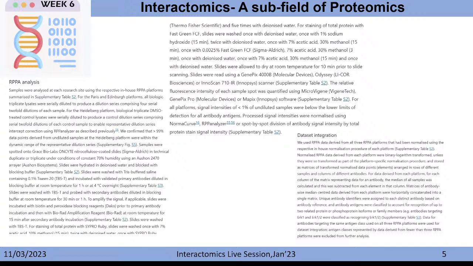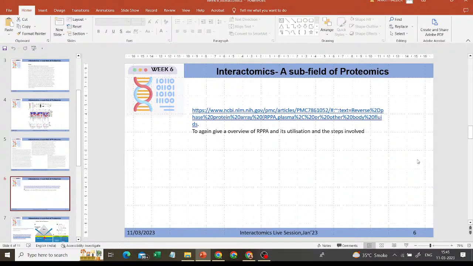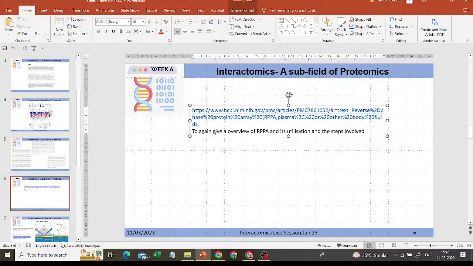So what happens is that since you want to have a normalization, if the in-house normalization procedure included the log transformation, then it was not done again. If it was not so, then the log transform was done. So I just thought of giving an overview of RPPA and its utilization and what the different steps involved are.